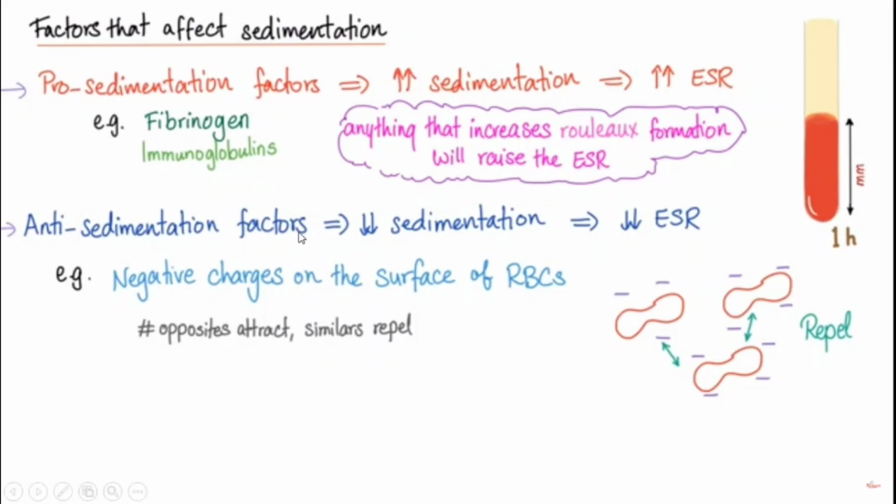And what are the anti-sedimentation factors which decrease the sedimentation or decrease the ESR? These are the negative charges on the surface of the red blood cells. So the red blood cell surfaces are negatively charged. Because of the negative charge, the red blood cells will repel each other. So there will be a decrease in the stacking or the piling up of the RBCs on each other. So when there is a decrease in the stacking or piling up of the RBCs, then there will be a decrease in sedimentation and a decrease in the ESR.